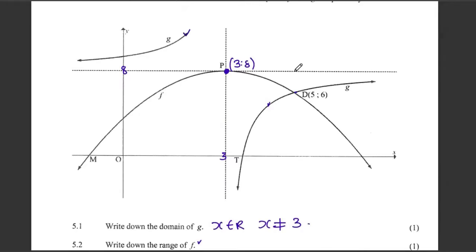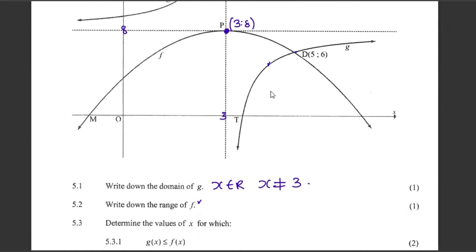Then they want the range of f. Since we identified that P is a turning point, the range is basically the y values for which f is valid. y is less than or equal to 8. Alternatively, someone can say negative infinity is less than or equal to y, less than or equal to 8. For people that love using brackets, you have to use the square brackets.